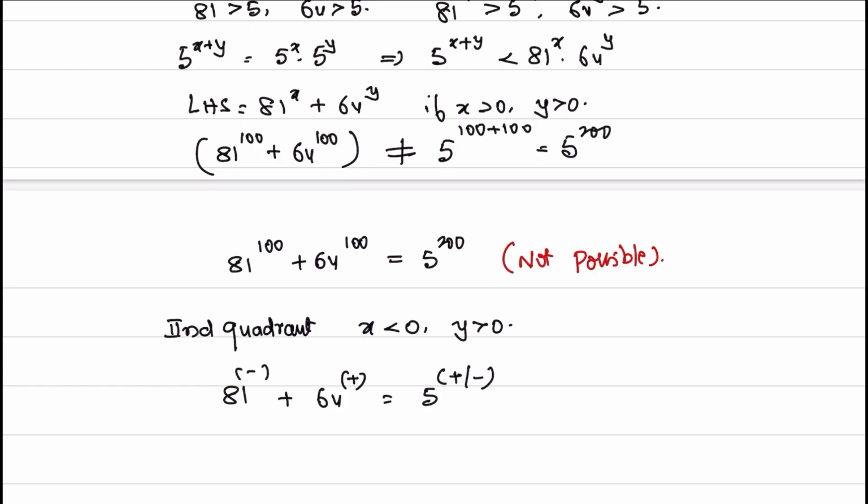81, when x is less than 0, this 81 will be divided. It will be a fraction. This fraction added to a bigger value, 64 to the positive power, can it be equal to 5 to the power of bigger value? It is also not possible.